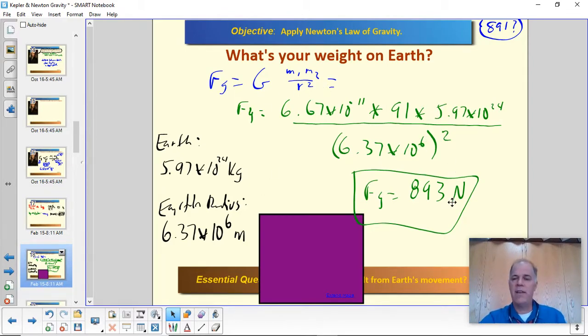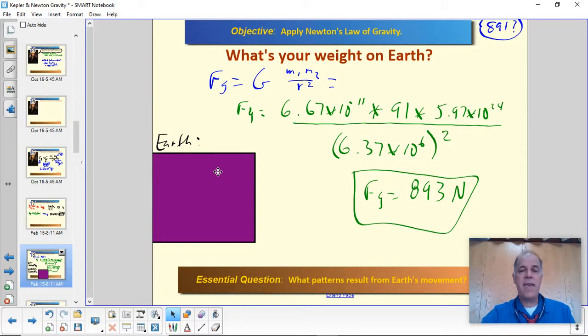Plug all this into the calculator. And for me, I get 893 newtons, which is pretty darn close to 891 newtons. That's just rounding errors in some of the factors that we put into this. So yeah, works pretty well. I want you to be able to do this for yourself. If you want to follow through this calculation here to make sure you can get the same answer I did, great, but I do want you also to do it on your own.